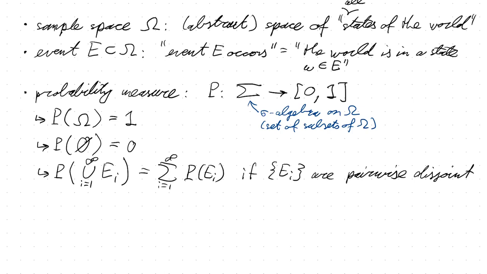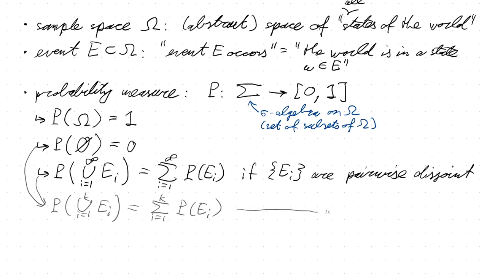And just as a quick remark, from these two you can follow immediately that also if you have the more typical case of just a finite union, i equals 1 to k, of E_i, then that is also the sum of these probabilities, provided that they are pairwise disjoint. Simply because you can always extend this finite union to an infinite union by extending it with a lot of empty sets, which will trivially be disjoint with everything else, and they have probability zero, so they drop out of this sum. So that's not an additional requirement, it immediately follows.